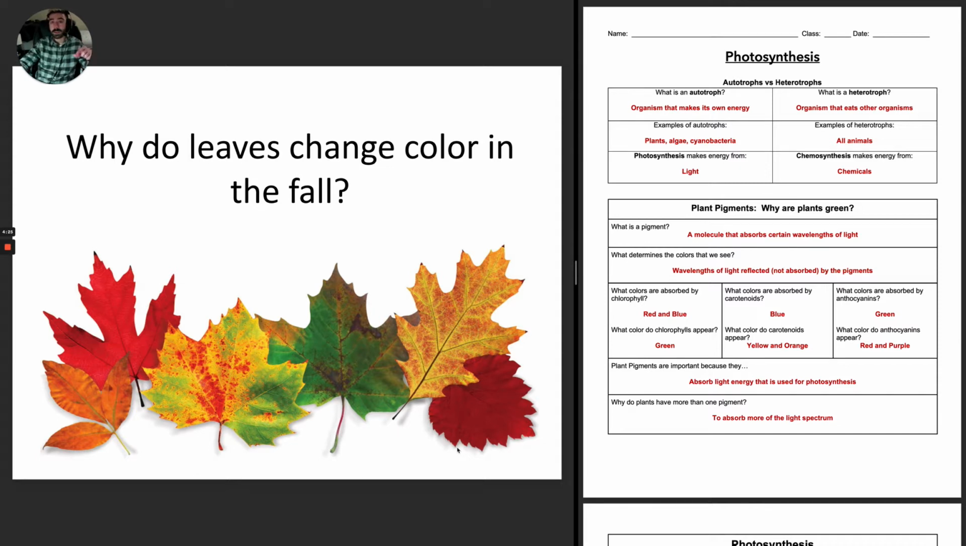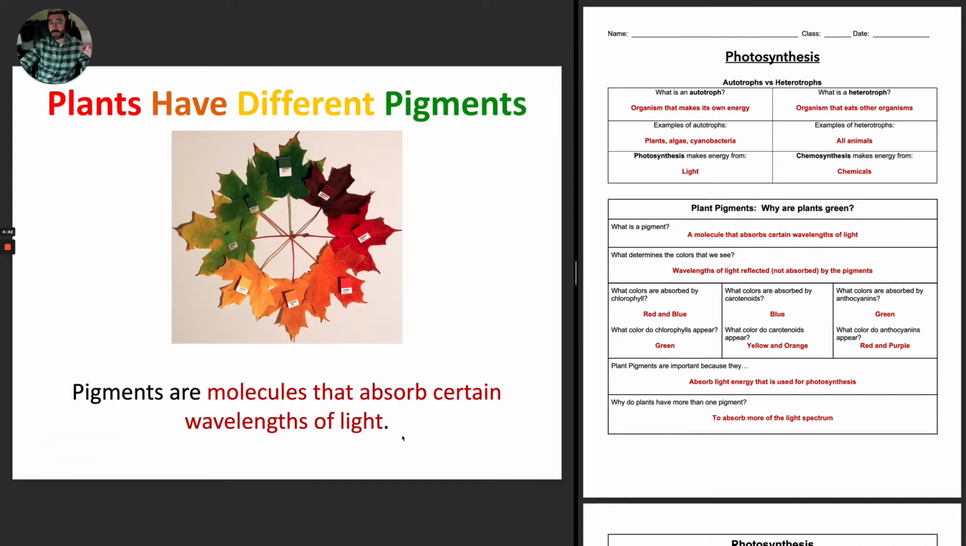And as that happens, we start to see a change in the pigments that are seen in the leaves. Different pigments start to leave, and other pigments that are normally covered up start to show up, like these we see here. But what is a pigment? A pigment is a molecule that absorbs certain wavelengths of light. So different pigments show us different colors. You've probably heard of pigments in terms of skin color or in paints or in art class. But a pigment itself is just a molecule that absorbs certain wavelengths of light. But what is a wavelength?